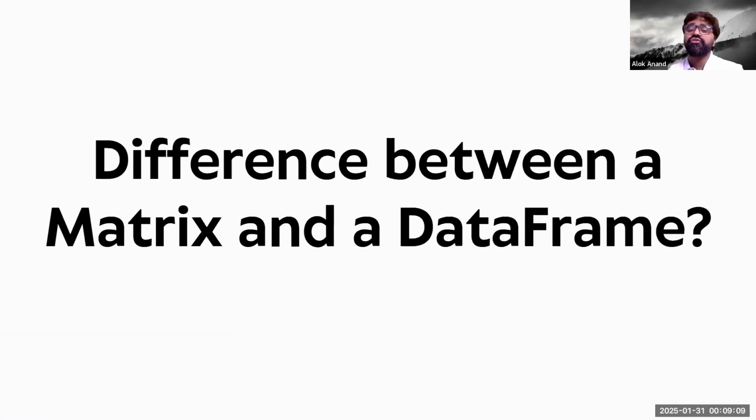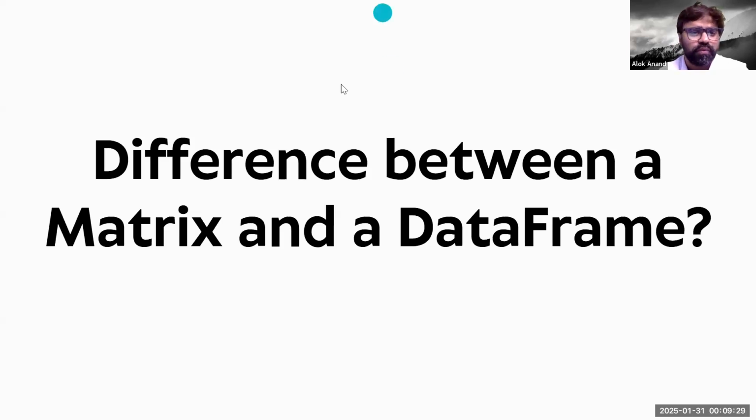Now, this is a question that we should ask by the end of this slide: what is the difference between a matrix and a data frame, right? So very simple. In a matrix, all the data values need to be homogeneous in nature. All values have to be of the same nature. Whereas a data frame can have heterogeneous data types, basically.